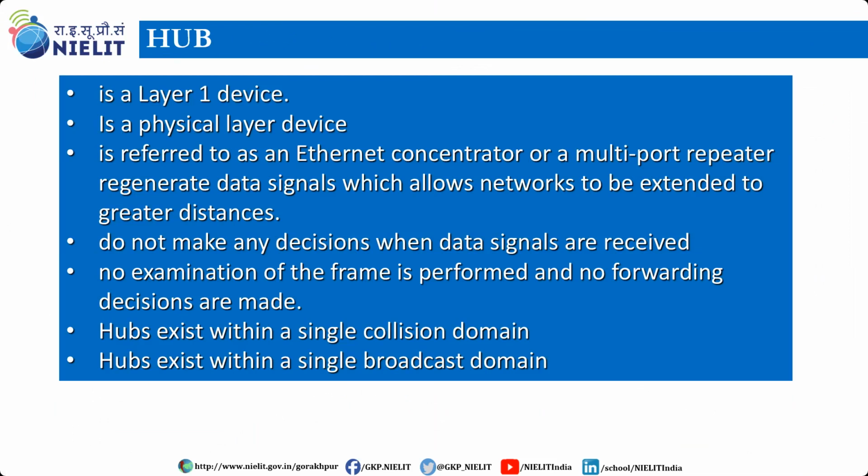In the case of a hub, whether the incoming frame is a unicast, multicast or broadcast frame, it will always be broadcasted on every port of the hub. So hub does not make any decision. Hub exists within a single collision domain and a single broadcast domain. This is the property of hub: it has only one communication channel available inside the motherboard or electronic circuitry of the hub, and it has a single broadcast domain. Means if any PC, device or node sends a broadcast message, it will be broadcasted to each and every PC connected to the hub.